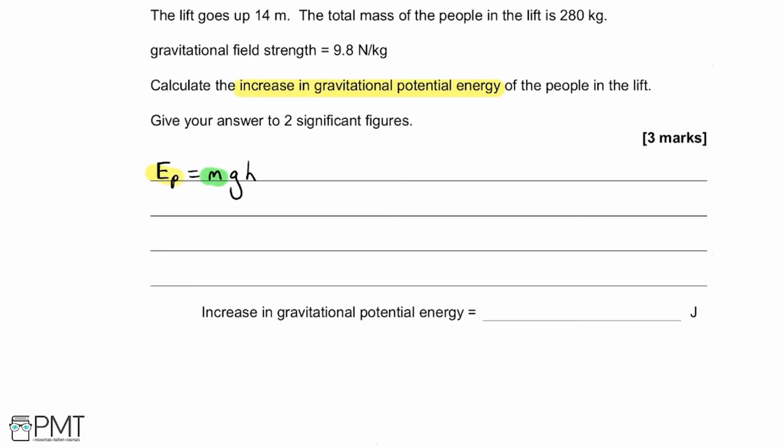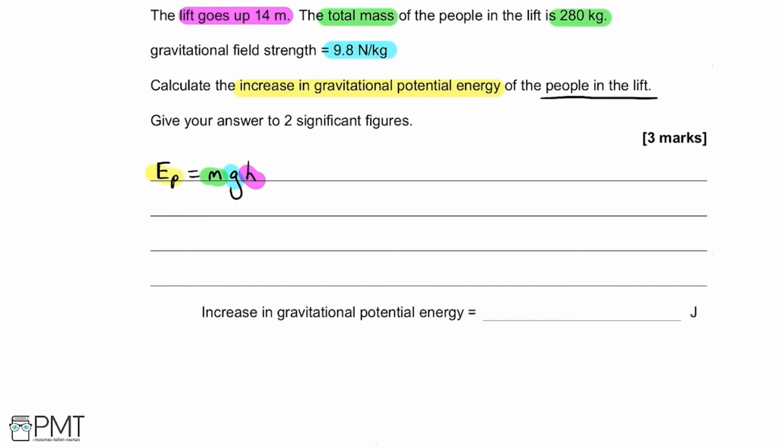Second of all, we need the mass. So the total mass of the people in the lift is 280 kilograms. In this case, we don't need to worry about the mass of the lift because we're finding the increase in gravitational potential energy of the people in the lift. So just the people. So all we need is the mass of the people. We want the gravitational field strength, which is 9.8 newtons per kilogram. You may also see this written as 9.8 meters per second squared. And finally, we want the height, and the lift goes up 14 meters.